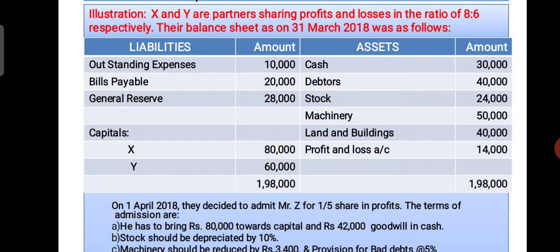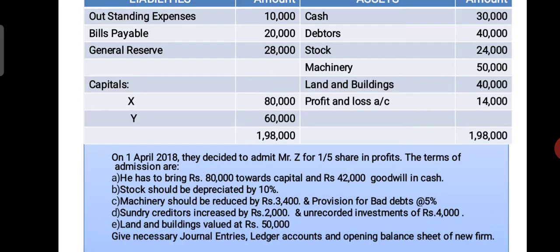8:6. And here in the balance sheet, whatever values are given regarding assets and liabilities are called book values of assets and liabilities. This is an important point. And next, adjustment points are given. So a new partner enters into the business. Who is the new partner who enters into the business? Yes, your answer is correct. Mr. Z is the new partner who enters into the business.